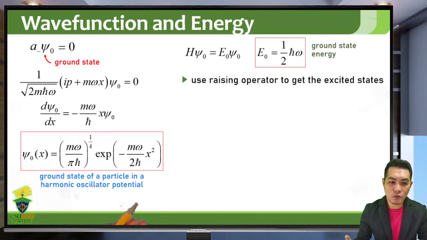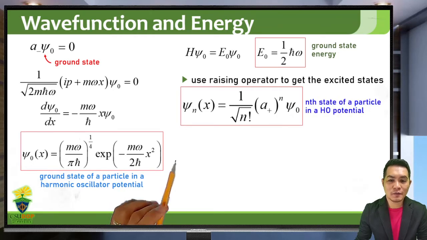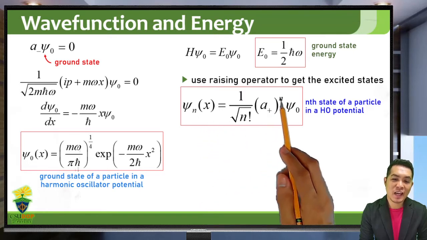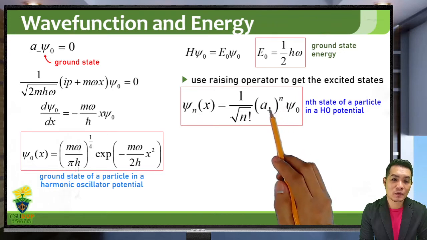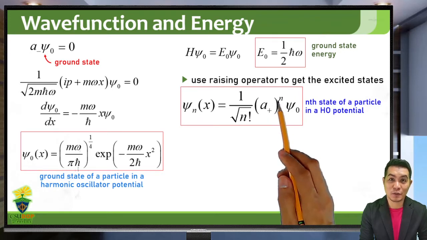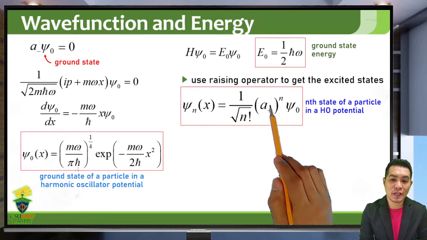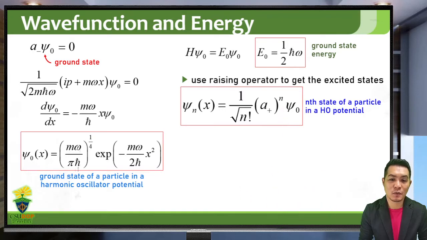Now, if you want to get psi 1, the first excited state, you just need to use the raising operator, A plus. So in general, if you want to get the nth state of a particle trapped in a harmonic oscillator potential, you use the raising operator n times. If you want to get the ground state, you raise it 0 times, so you don't raise it. This is already the ground state. If you want to get the first excited state, you raise it 1 time. So n is equal to 1. Basically from the ground state, you raise it, you get the first excited state, you raise it again, you get the second excited state, and so on.